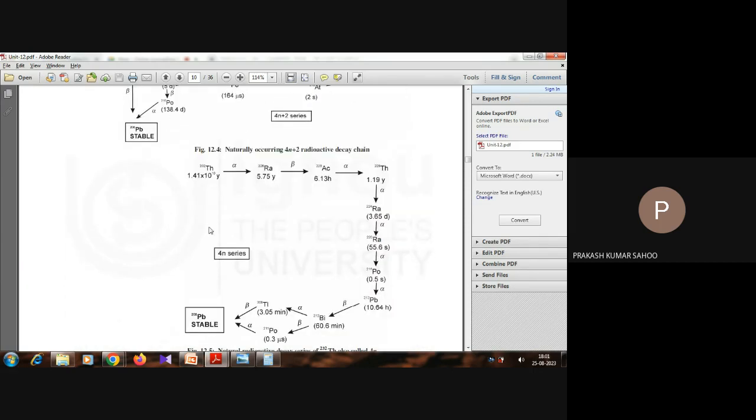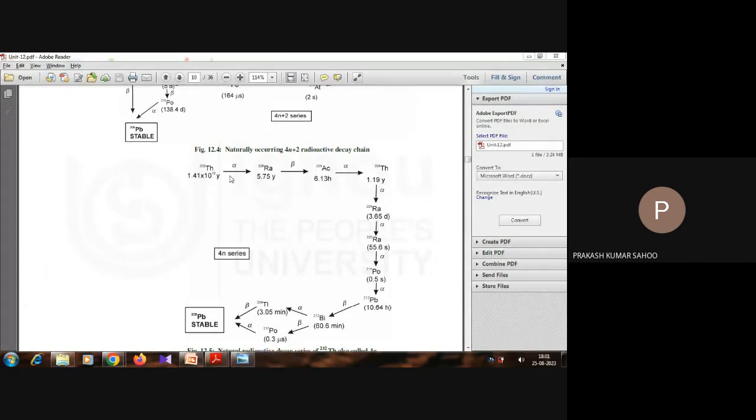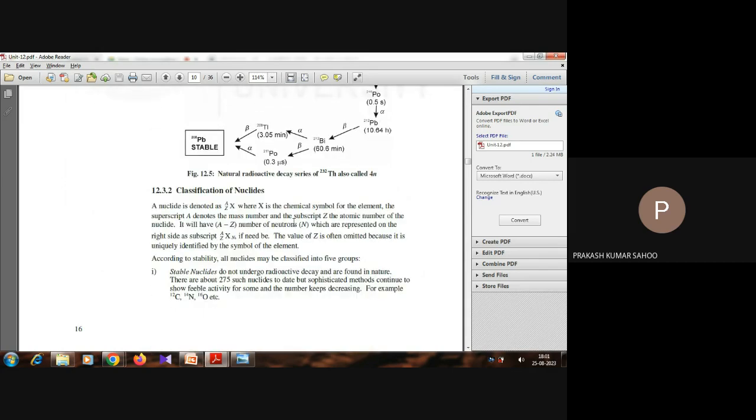Then the 4n series, that means the 232 series. If I divide 232 by 4, the remainder will be 0. The remainder is 0. That means this series is the 4n series. So by this way, you will know to which series this conversion belongs.